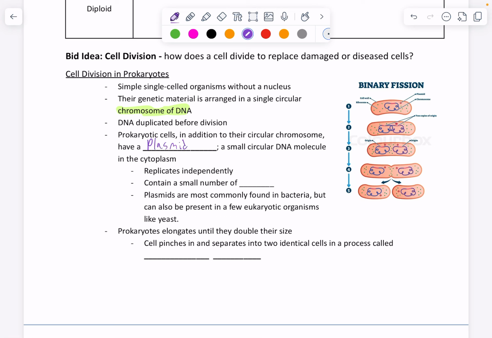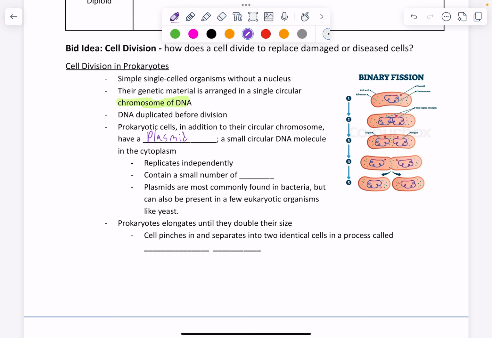A plasmid is also a circular DNA molecule. It's not nearly as big, but it's also found in the cytoplasm, and the plasmid will replicate independently. It is going to contain a small number of genes, and plasmids are most commonly found in bacteria, but they can also be present in a few eukaryotic organisms like yeast. Plasmids are going to be really interesting for us later on in a different unit when we look at taking genes out of plasmids and inserting other genes inside those plasmids and getting different gene expressions. This is an early idea or version of what we'll see for CRISPR or gene editing.